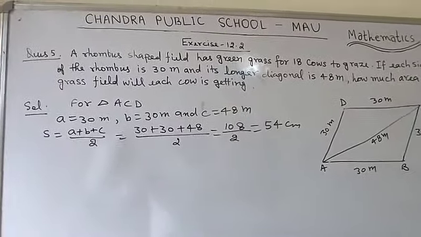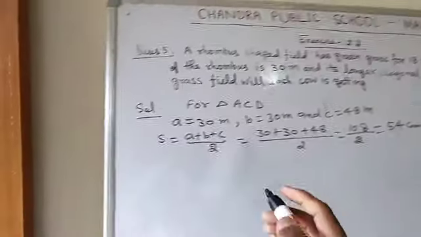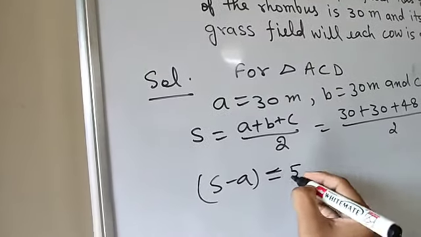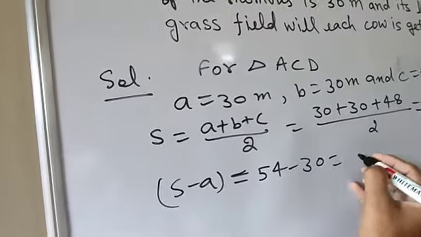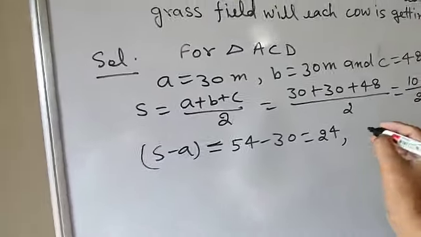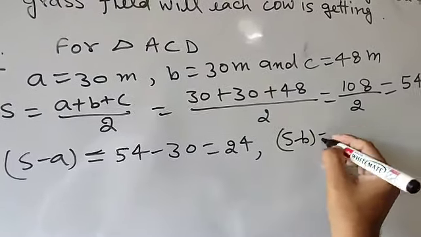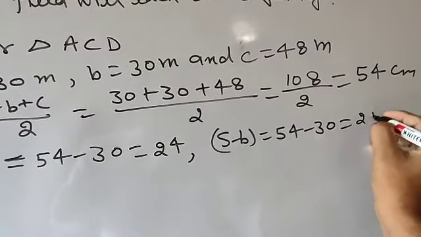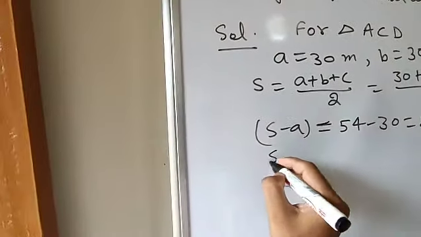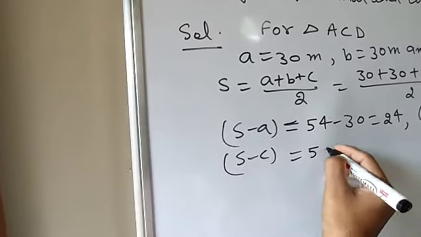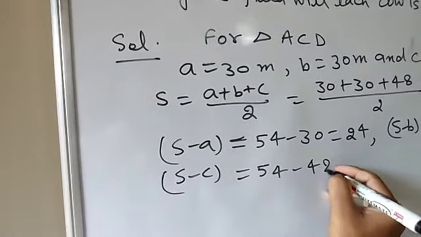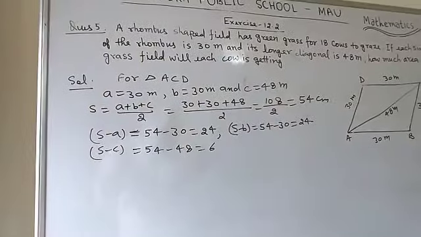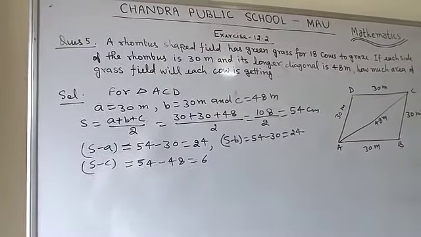Now I am going to find s minus a, s minus b, s minus c. So s minus a equals 54 minus 30, that is equal to 24. Again s minus b equals 54 minus 30, that is equal to 24, and c is 48. So s minus c equals 54 minus 48, that is equal to 6. So here I got the values of s minus a, s minus b, s minus c.